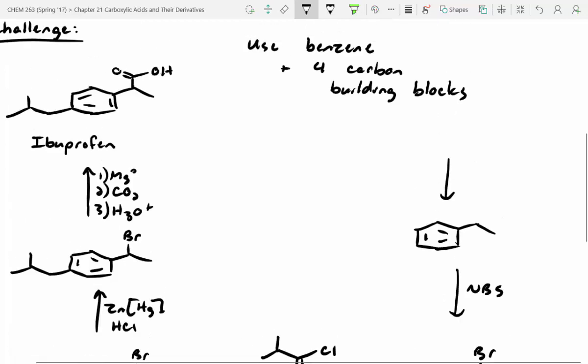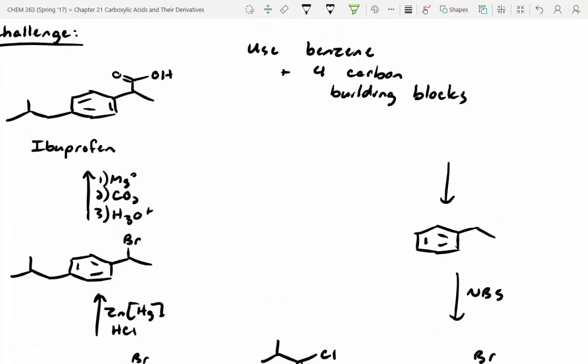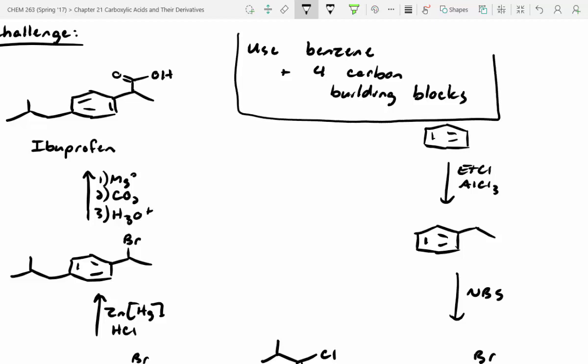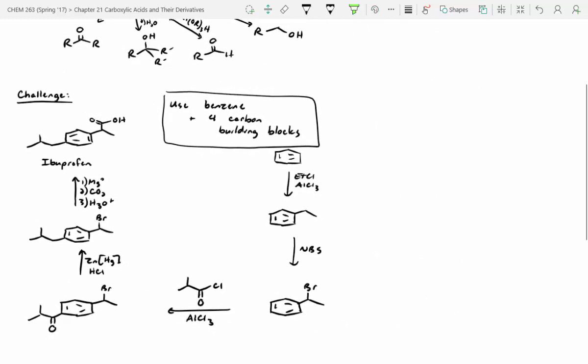And then how can we make this from benzene? Ethyl chloride and AlCl3. So ethyl chloride and aluminum trichloride. If you do run into the over-alkylation problem, you could use Friedel-Crafts acylation and then a Clemmensen reduction to reduce it if you are worried about that. So this is a good review problem, brushing up on chemistry from last term and then tagging on some new carboxylic acid chemistry.